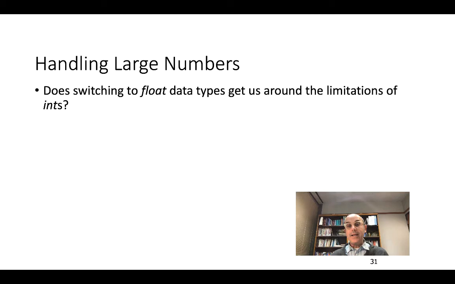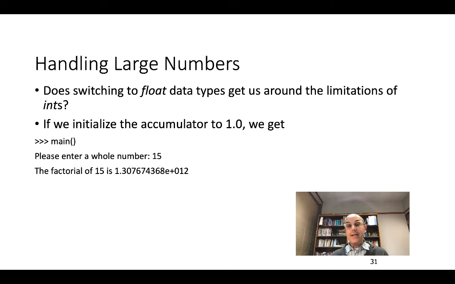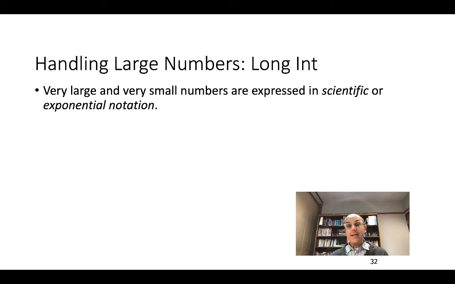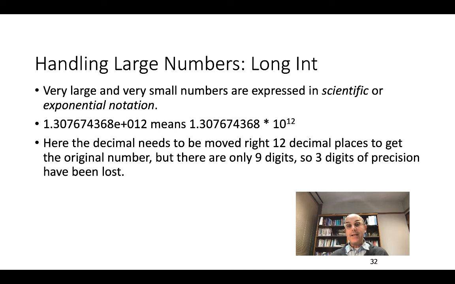To handle large numbers, we can switch to floating data types, which are not limited like integers. So we can use 1.1. We can get the main, and enter "Please enter whole number", 15, and it will give us a factorial of 15, which is 1.30 blah blah blah. So we no longer get an exact number, and again we need to be careful with that, because very large and very small numbers are expressed in scientific notation, and we need to be aware of it and how to apply that. So again, this is just a warning.